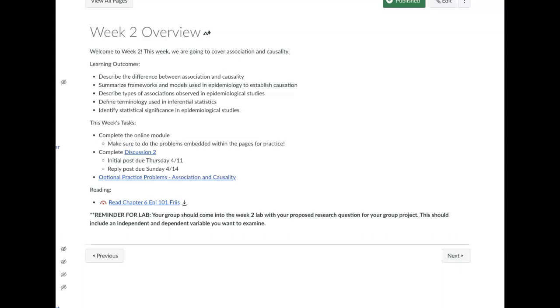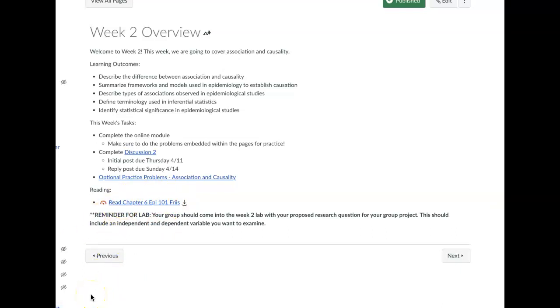There is also a discussion that you'll need to complete this week. Your initial post is due Thursday and your reply is due Sunday. And then as always, you have these optional practice problems here that are not worth any points. You can take those to get some additional practice with the material, and hopefully that will help in understanding any areas that maybe aren't super clear at this point. You also need to read chapter 6 of the textbook, which you can download that PDF via that link there.